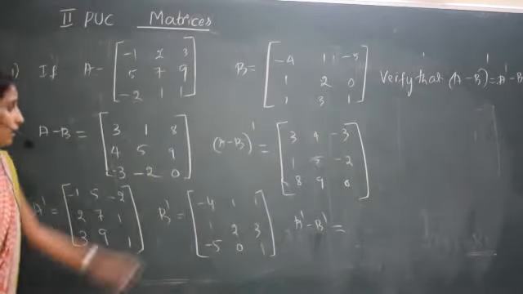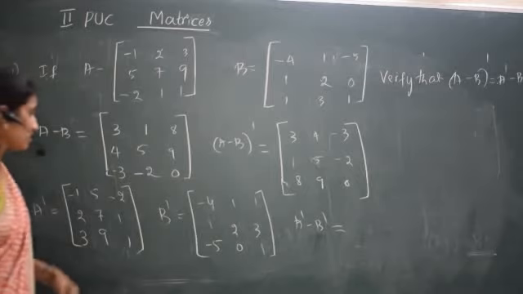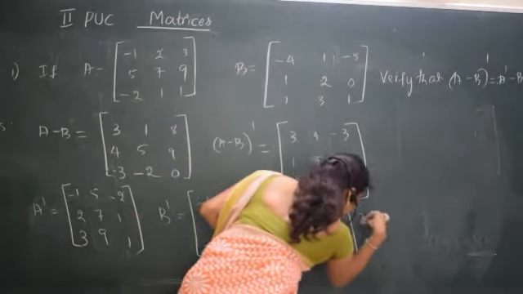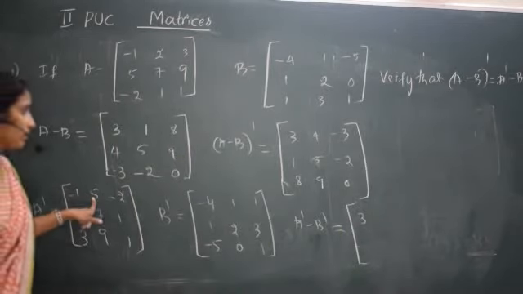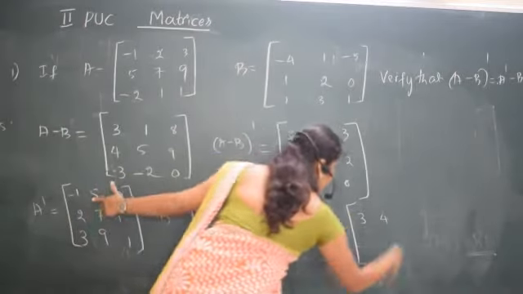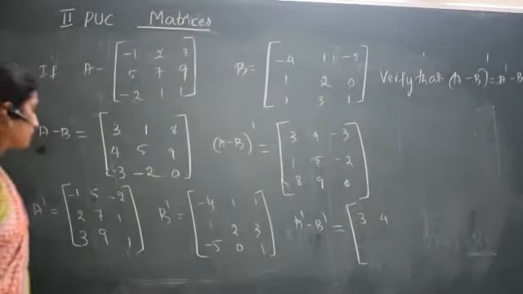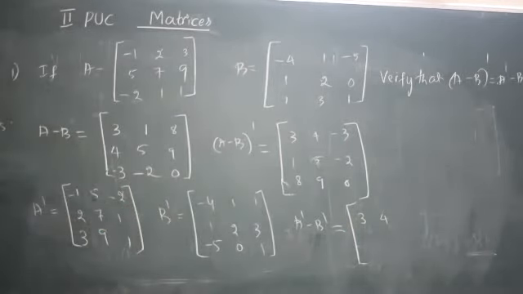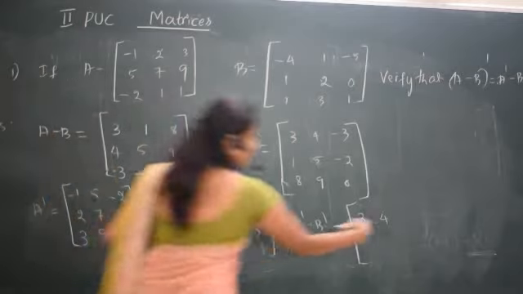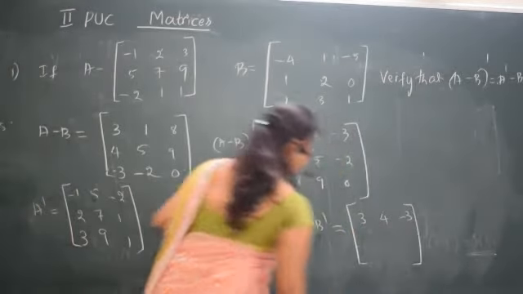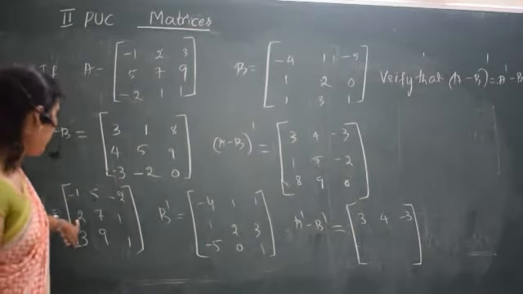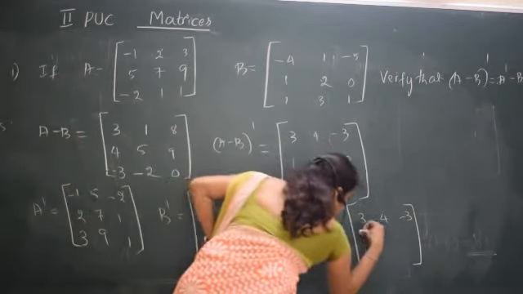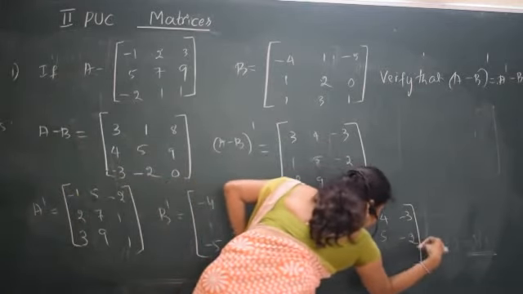Minus 1 minus of minus 4 is 3. So the first element will be 3. Next, 5 minus 1 is 4. Next, minus 2 minus 1 is subtraction, so minus 2 minus 1 is minus 3. Next here, 2 minus 1 is 1, and 7 minus 2 is 5, and 1 minus 3 is minus 2. So it is 1, 5, and minus 2.